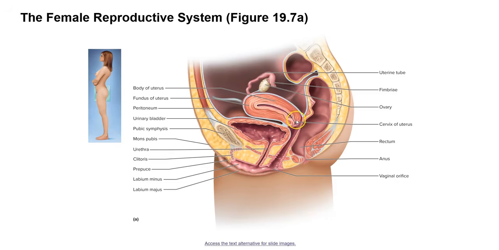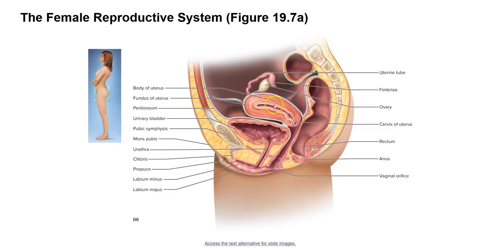Now, from the uterus, we have what's called the cervix of the uterus, which is the opening of the uterus, which will empty into the vagina here, which travels to the outside of the body, where you can see the external female anatomy, which we will cover a little bit more in a later slide.